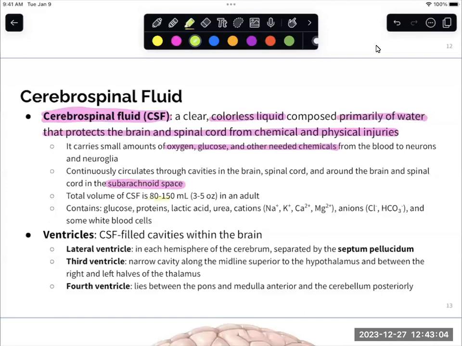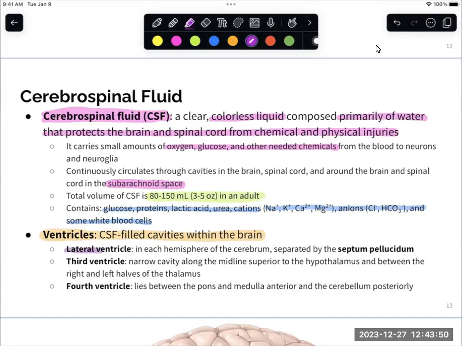There's about 80 to 150 milliliters or 3 to 5 ounces of this cerebral spinal fluid between the brain and the spinal cord. Again, we have our glucose, proteins, lactic acid, urea, these different cations, anions, and white blood cells found in this cerebral spinal fluid. It's made in the ventricles, and it travels through the ventricles to be found in the middle of the brain and around the brain.